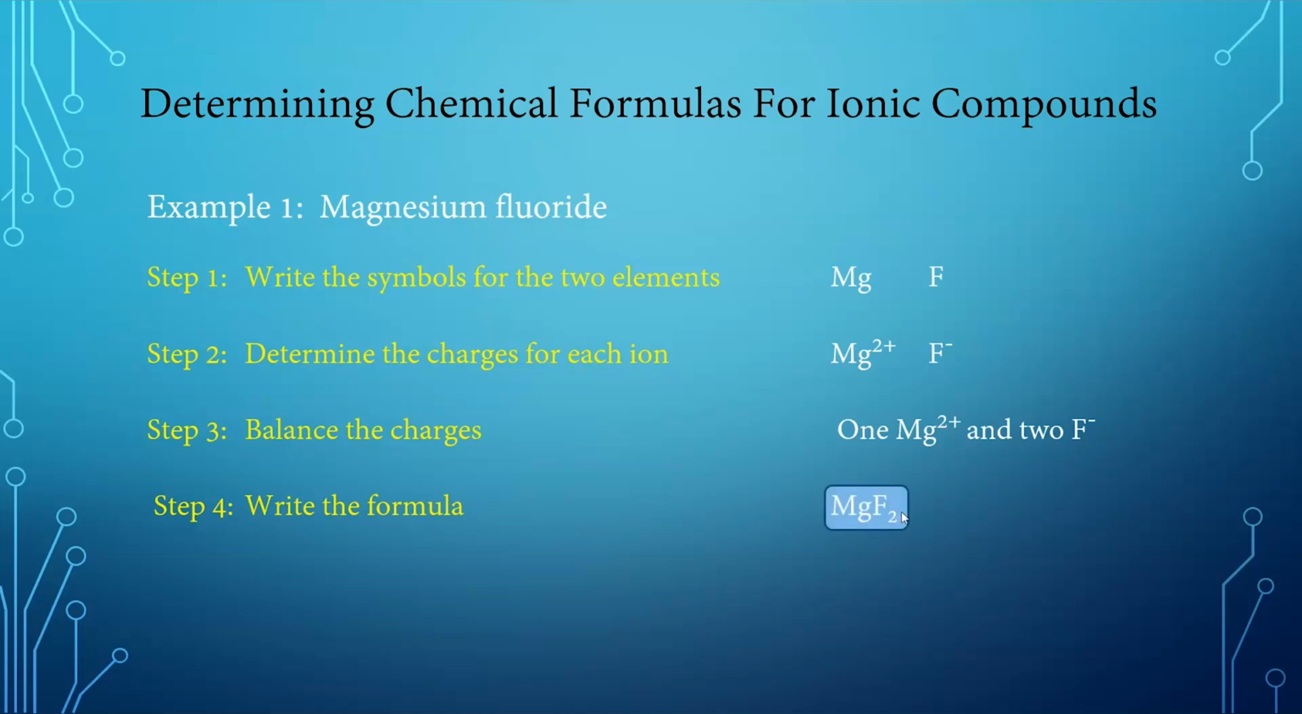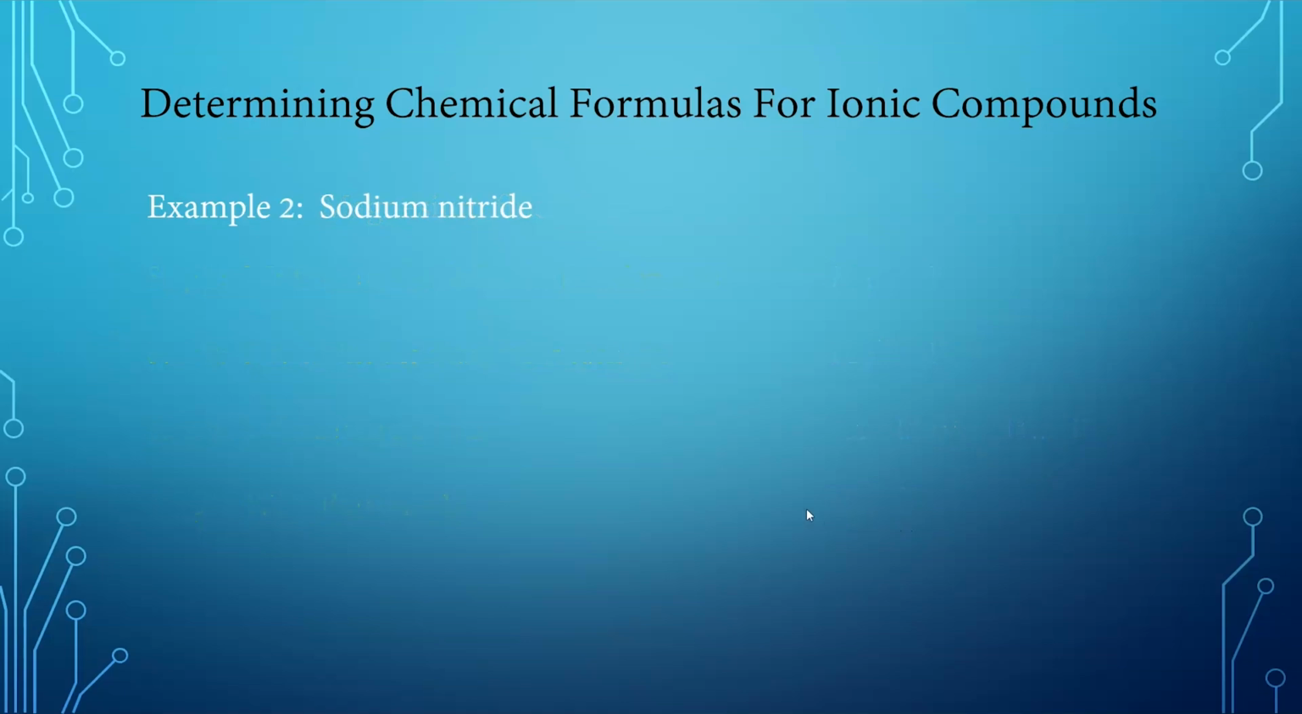MgF2. This is the procedure you'll use anytime you have the name of an ionic compound and you want to change that into a chemical formula. Write down the symbols, determine their charges from the group that they're in, figure out how many of each ion you need to make sure the pluses and minuses equal, and then put the compound together.